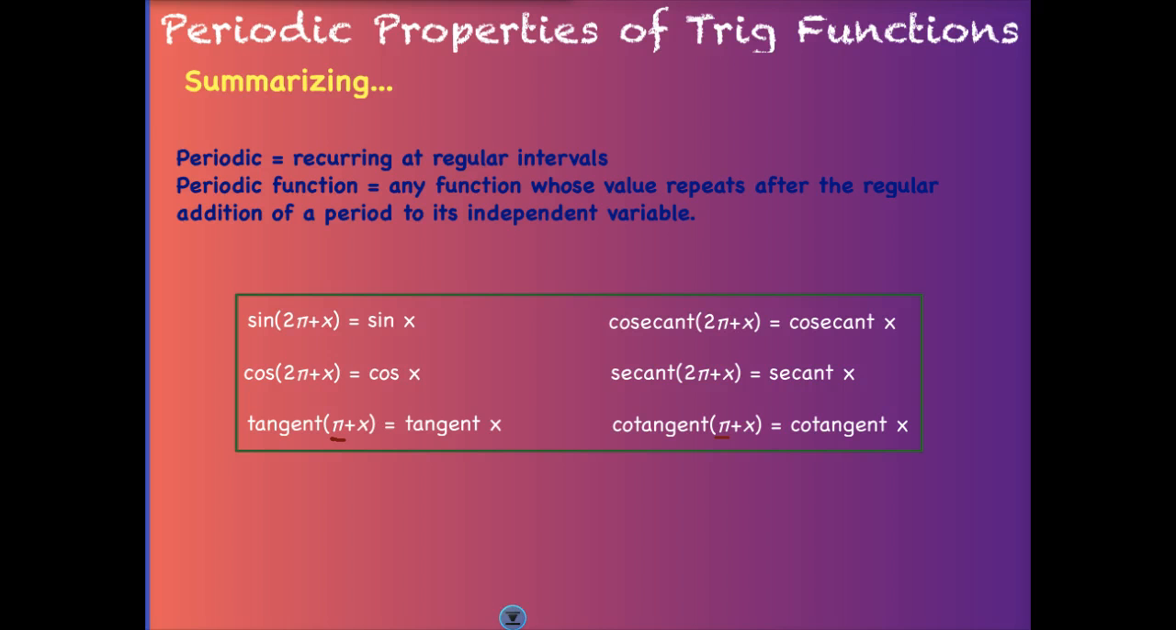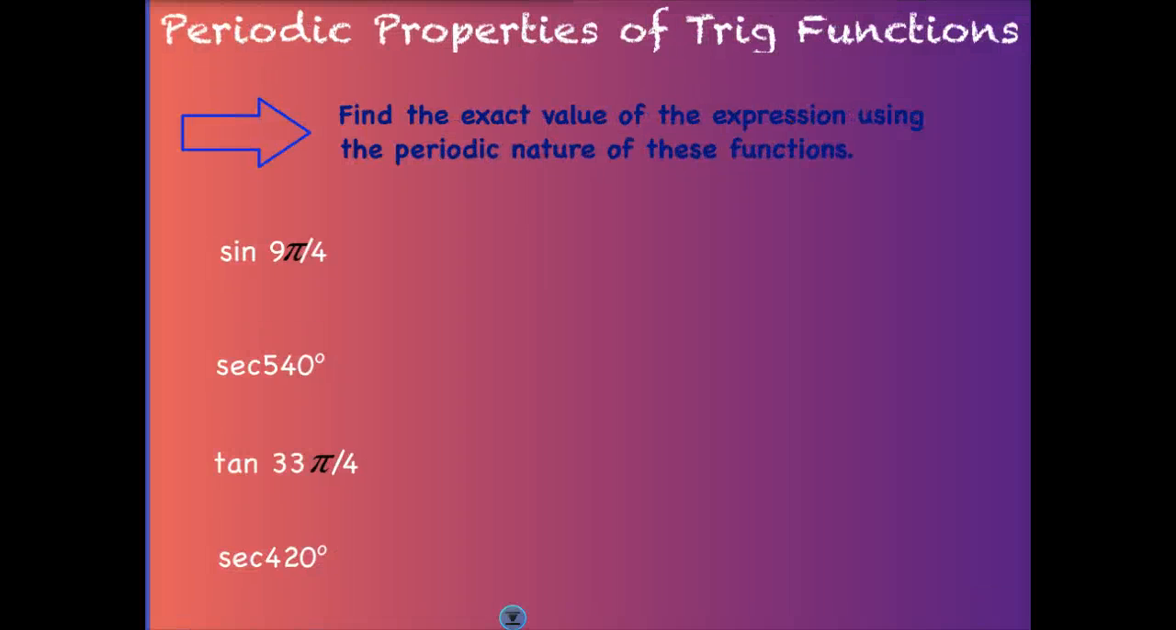Let's apply this and try some examples. For these examples, we want to find the exact value of the expression using the periodic nature of these functions. So what does that mean? That means we're going to pull full periods out of here to see what's remaining, and then we can determine the value of the trig function.